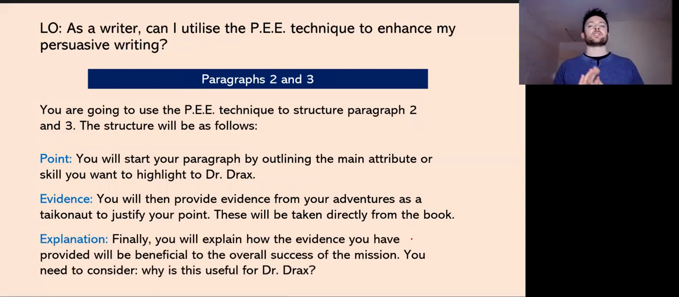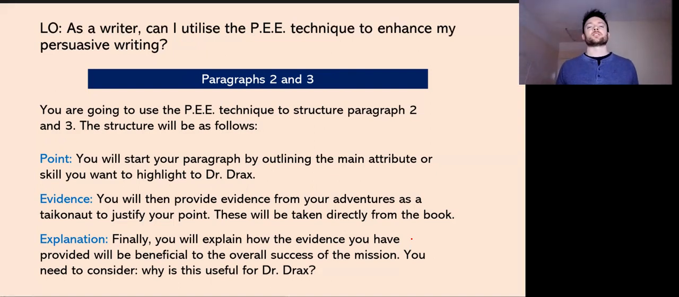And then your explanation, okay? And this is the most important bit, okay? So you've highlighted your point, you've found out the skill that you want to tell Dr. Drax about. You provided evidence of when you've done that skill or demonstrated that attribute in the book, okay? Now you need to explain, how is this going to help Dr. Drax? This should be what's going through your mind at all times. How is this skill going to help Dr. Drax and be beneficial to the overall success of the mission?